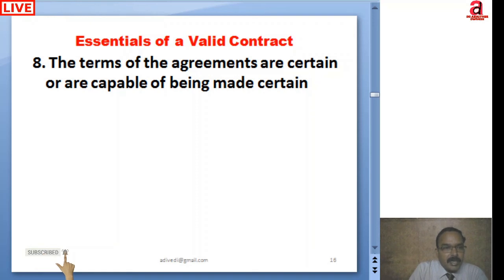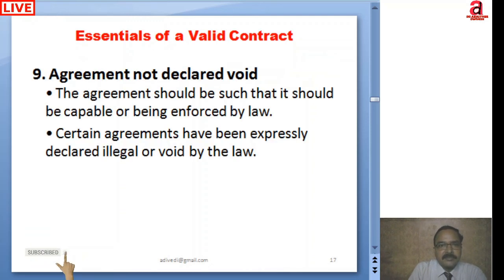Next example, A agreed to pay rupees 5 lakh to B for ultra modern decoration of his drawing room. The agreement is void because the meaning of the term ultra modern is not certain. Thus we can simply say certainty of meaning is an essential part of a valid contract. Here, the ninth point is agreement not declared void. The agreement should be such that it is capable of being enforced by law. Certain agreements have been expressly declared illegal or void by the law. If agreements are declared illegal and void, then that agreement is not a valid contract.